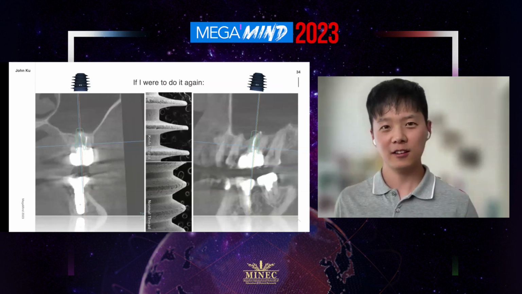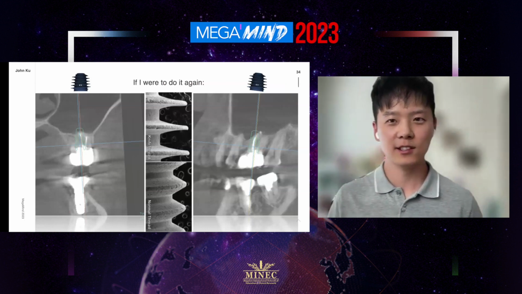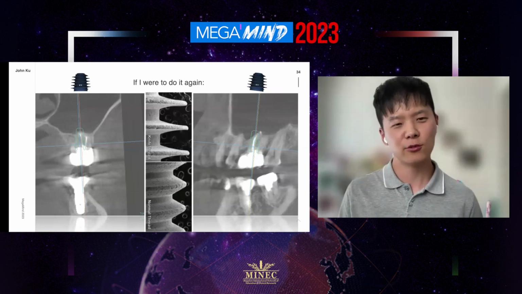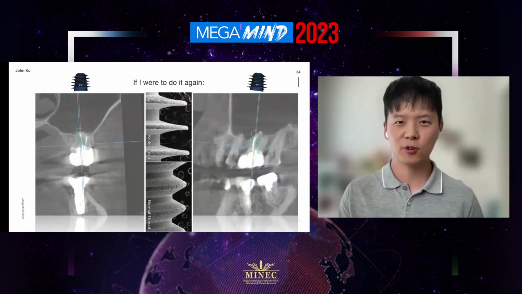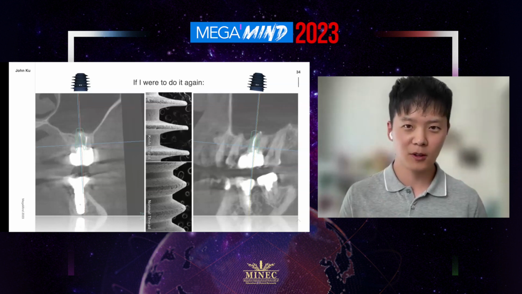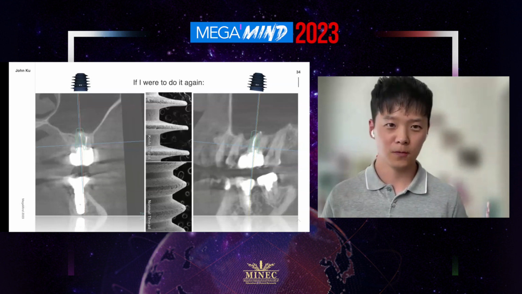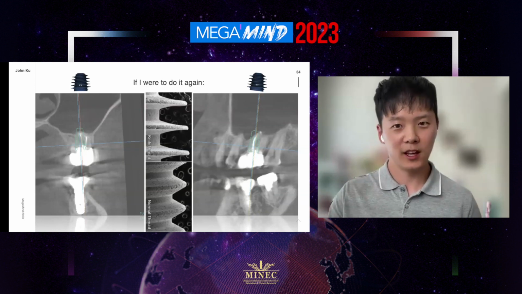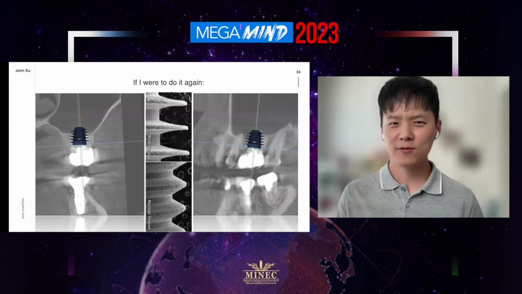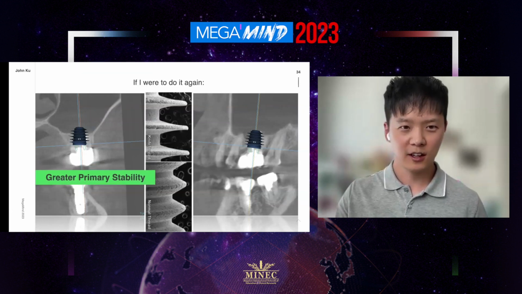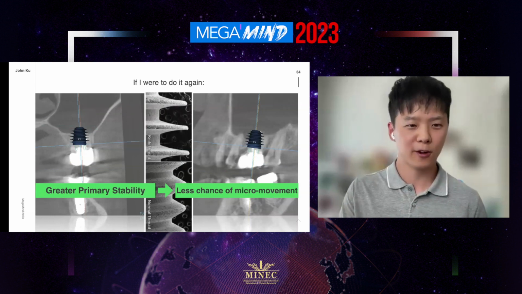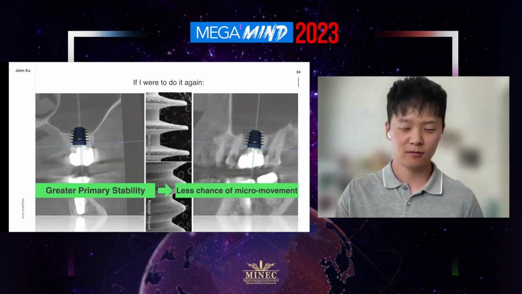On the other hand, if I have the same case today in my chair, I would choose to place an implant with better thread designs that allows for greater primary stability by engaging into the cancellous bone, not the cortical bone. And a good example would be Megagen's AnyRidge or Blue Diamond. The main reason for this decision is because greater primary stability means less chance of micromovement of the implant.